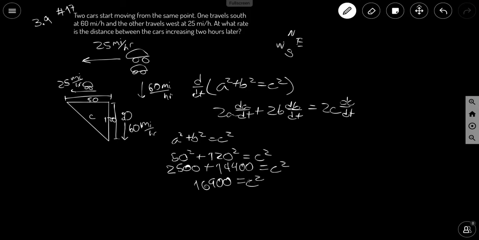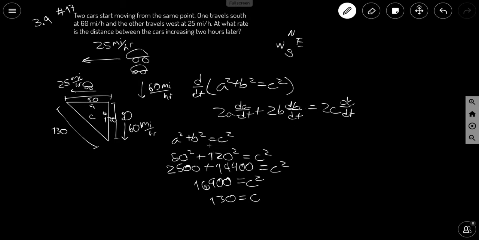That equals c squared. So let's go ahead and undo the root. 130 is equal to c. Cool, so now we have our a, b, and c values. So now we can go ahead and solve for dc.